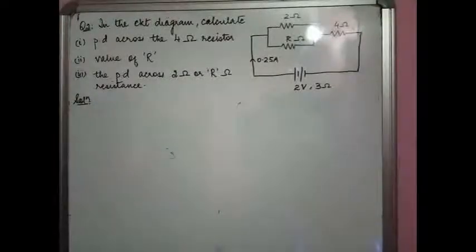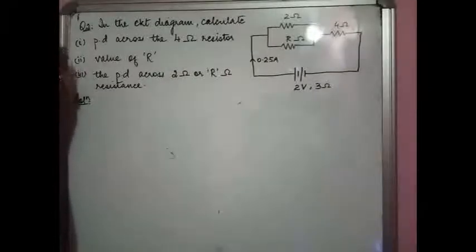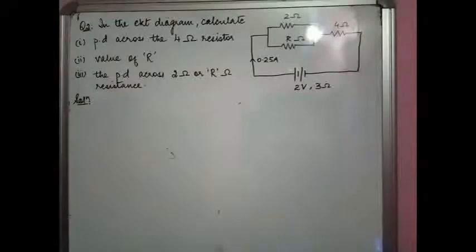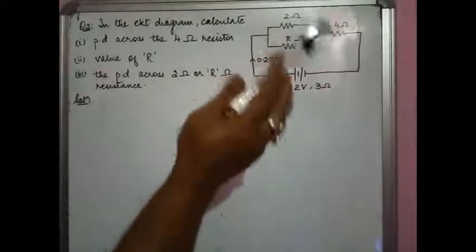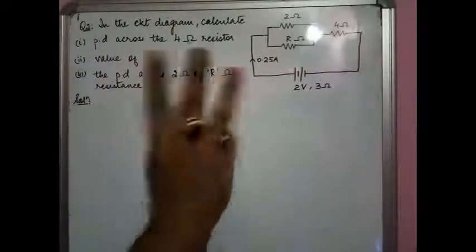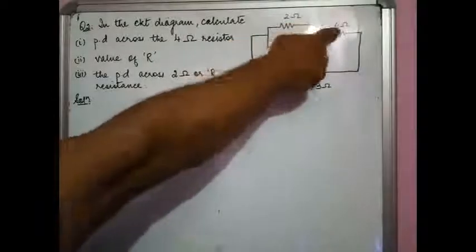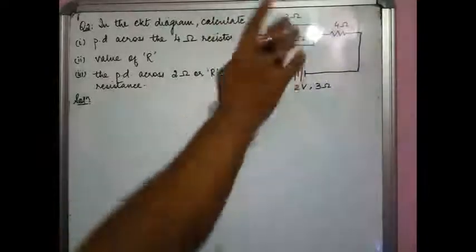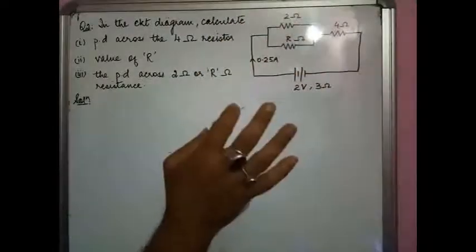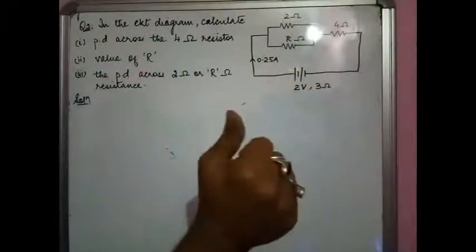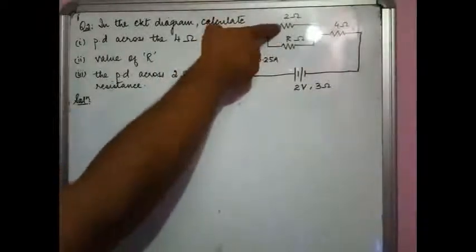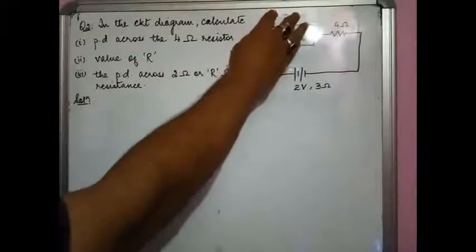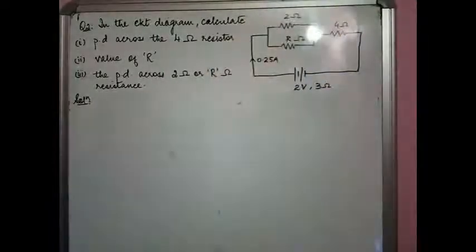Okay, so let us quickly begin with the next question. In the circuit diagram, calculate there are 3 parts to this question, so the circuit diagram has to be understood first. Let us have a quick look. How many resistances? External resistances 3, 2 ohms, 4 ohms, and there is one resistance whose value we don't know, so it is given as R ohms. The second thing that you quickly notice is that these two resistances are in parallel combination, and the resultant of these two is in series with this 4 ohm resistance.